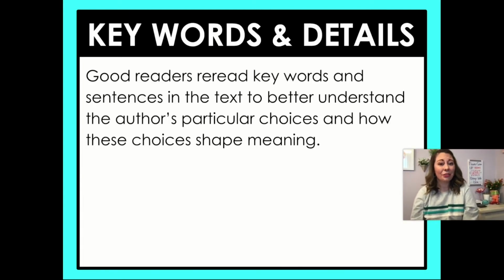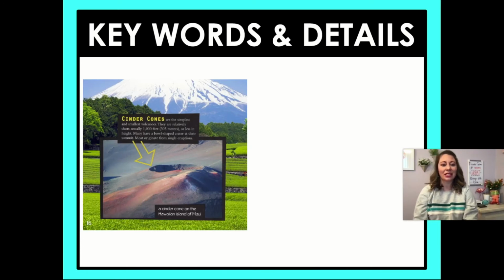So our focus today, remember, is on keywords and details. Good readers reread keywords and sentences in the text to better understand the author's particular choices and how these choices shape their meanings. So the author chooses specific words when they are writing about a topic, right? So our author today, they didn't just say that volcanoes are big hills. They used specific words and they told us what they were made out of.